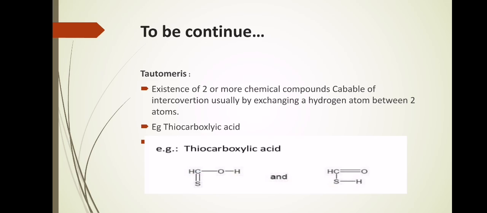If we talk about tautomerism, it is the existence of two or more chemical compounds capable of interconversion, usually by exchanging a hydrogen atom between two atoms. For example, thiocarboxylic acid. As you can see, the structure of the thiocarboxylic acid.